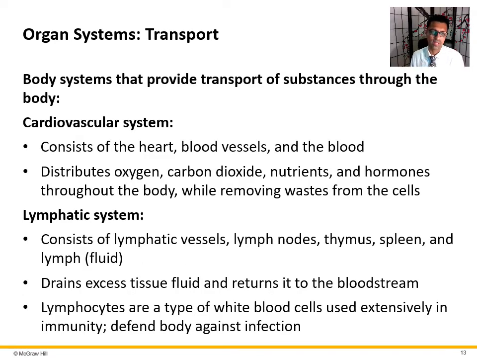Cardiovascular system, we're going to spend a lot of time on the cardiovascular system. It consists of the heart, blood vessels, and the blood. It distributes oxygen, carbon dioxide, nutrients, and hormones throughout the body while removing waste from the cells. The lymphatic system basically picks up the lymph, which is left over in the interstitial fluid between the arteries and veins. So the lymphatic system is very important because it drains excess tissue fluid and returns it to the blood.